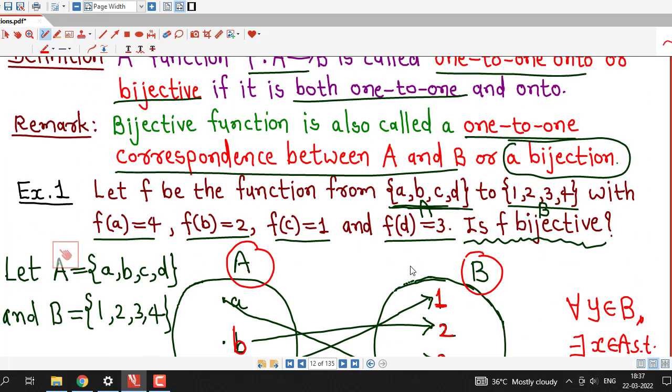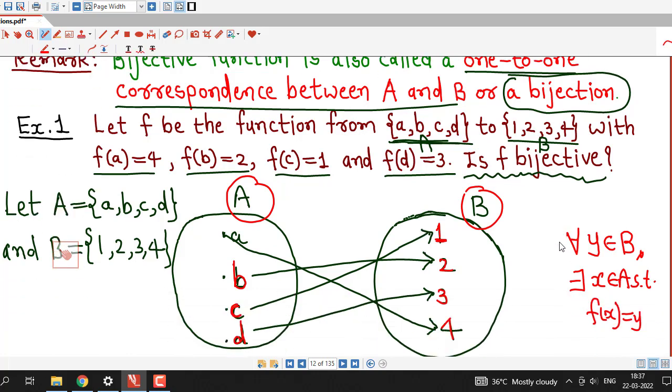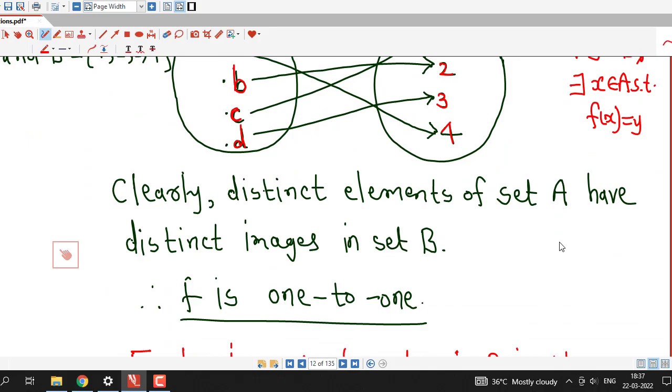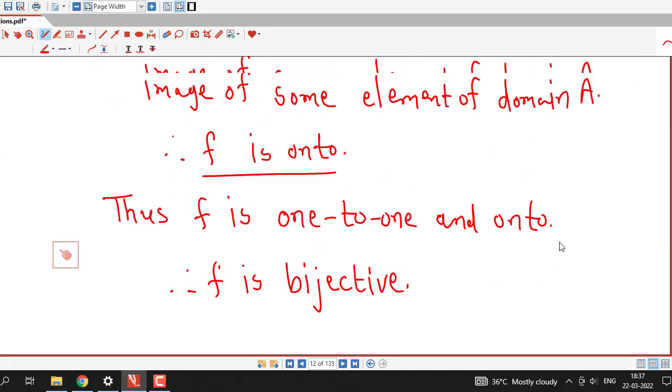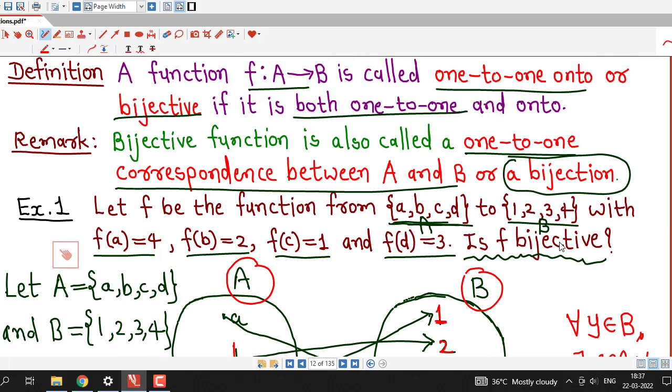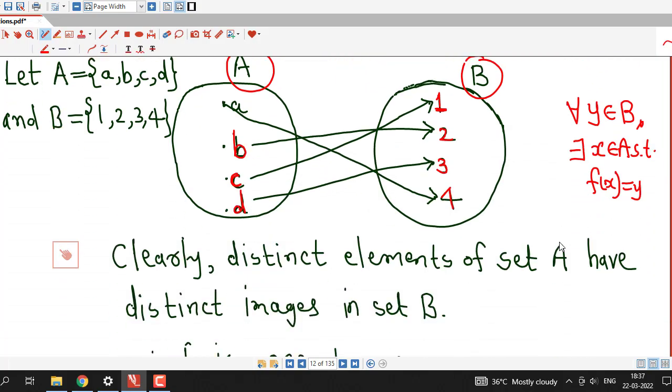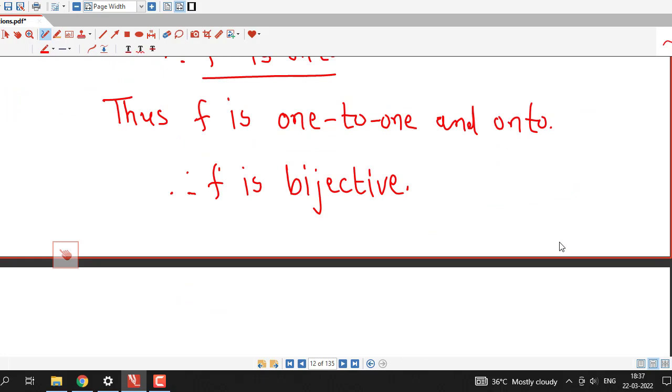Our question was, is f bijective? The answer is yes, function f is a bijective function because it is 1-to-1 as well as onto. So in this way, we can decide whether a given function is bijective or not. We have to decide whether it is 1-to-1 or onto.